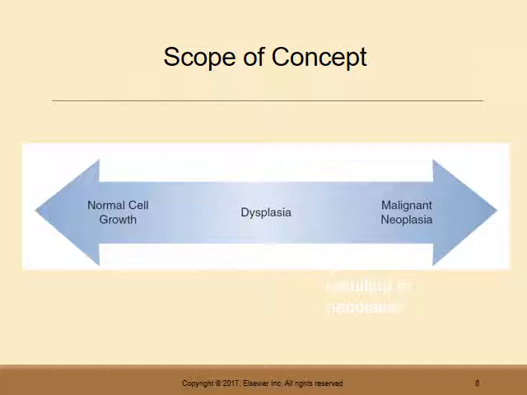The scope of the concept goes from normal cell growth, to dysplasia, which is abnormal but not malignant, all the way up to malignant neoplasias.